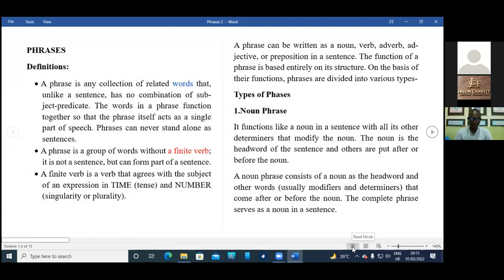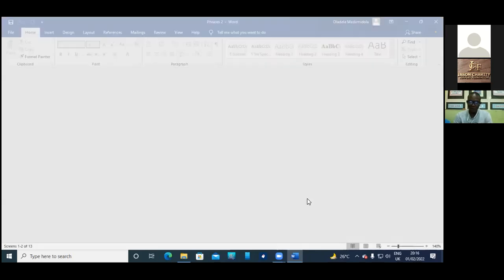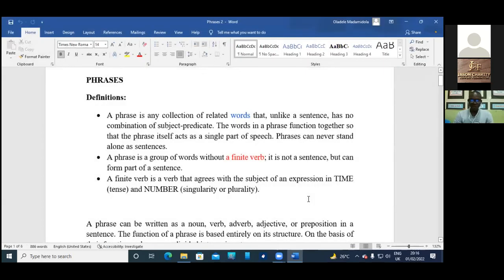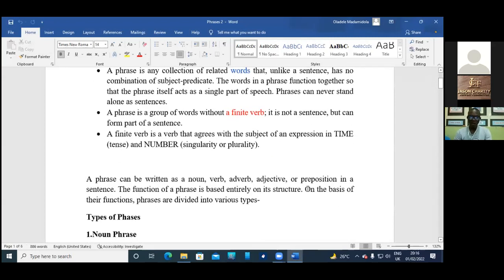Hello? Hello, sir. Is that understood, what a phrase is and the concept of a finite verb? Yes, sir. Sorry, I can't hear you clearly. Your line is breaking. Yes, I understand. All right. So we move on. All right. From the definition of what? A phrase.